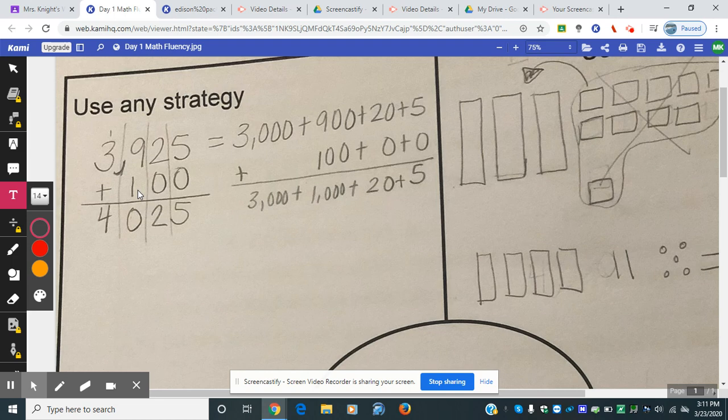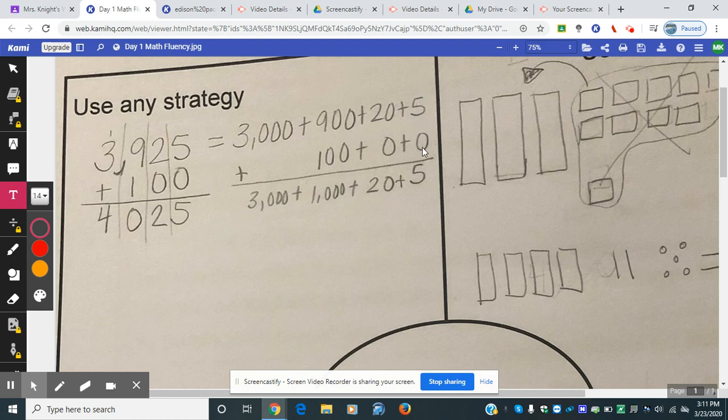100, because that 1 is really in the hundreds place, so it's really 100. The 0, because 0 is 0 no matter where it is. And then a 0 in the ones place because of the same thing. A 0 is a 0 no matter where it is. Then she went ahead and added those together. Again, starting in the ones place.